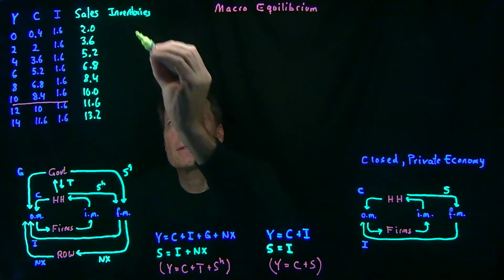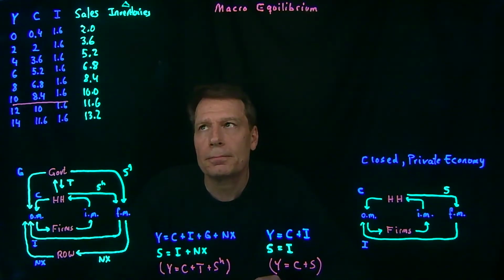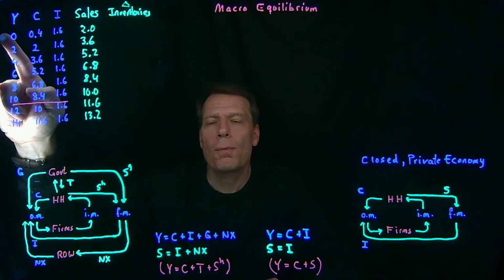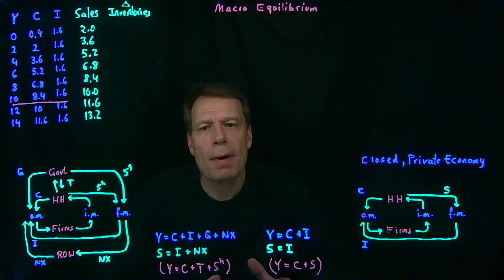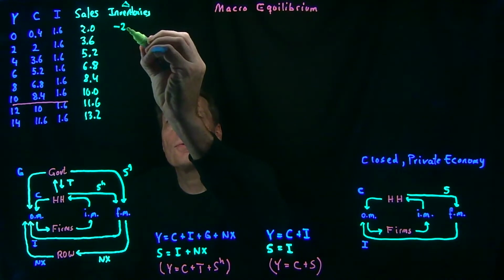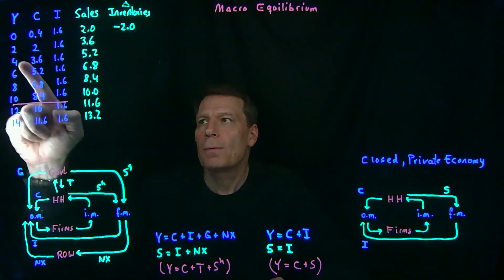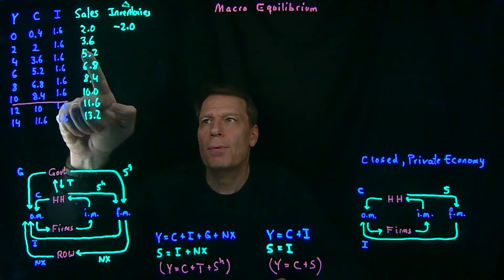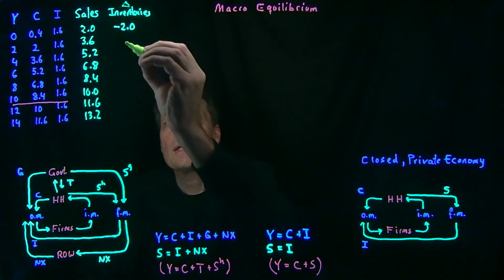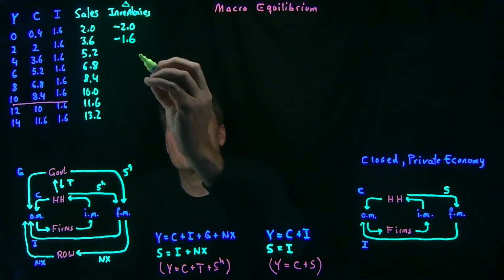So the next column is going to be the change in inventories that we observe in each one of these rows. So in the first row, we have 2 billion worth of sales and no production. So all of those sales must have come from warehouses. So there's a change in inventories of minus 2.0 as inventories are being drawn down in those warehouses. What about the second row? Well, we have 3.6 billion in sales, but only 2 billion in production. So inventories are falling by 1.6 billion.